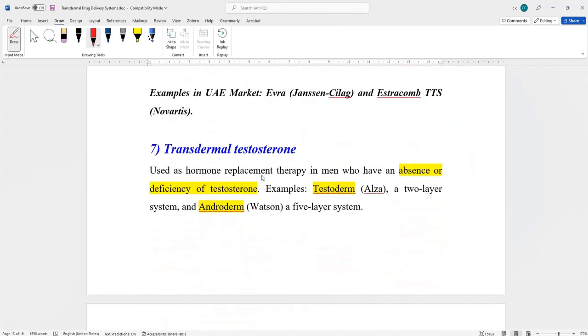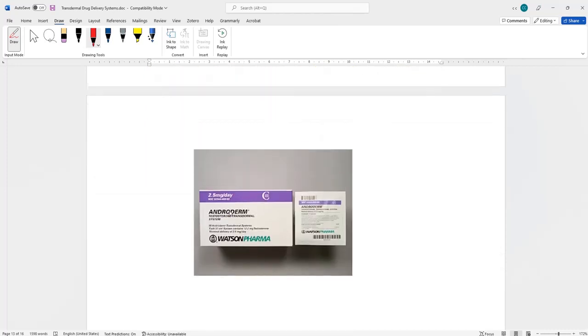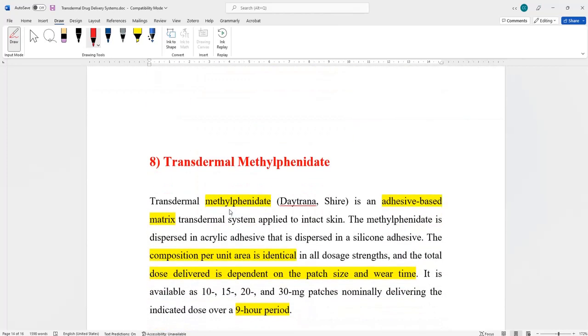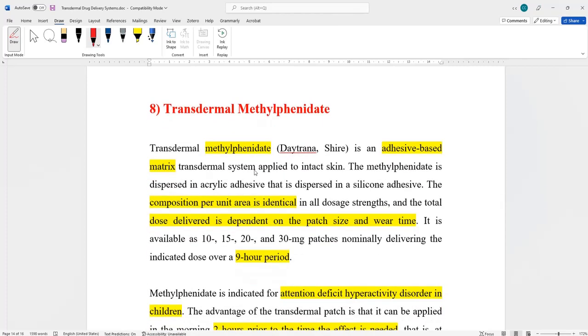The other example is testosterone. And transdermal testosterone is applied as a replacement therapy in men who have deficiency or absence of testosterone. Examples are Testoderm and Androderm. The last patch we will talk about is methylphenidate.